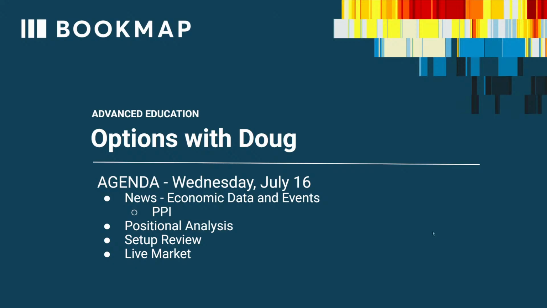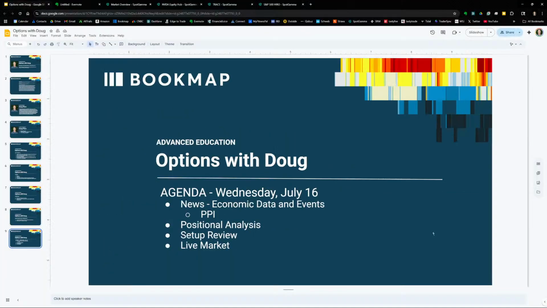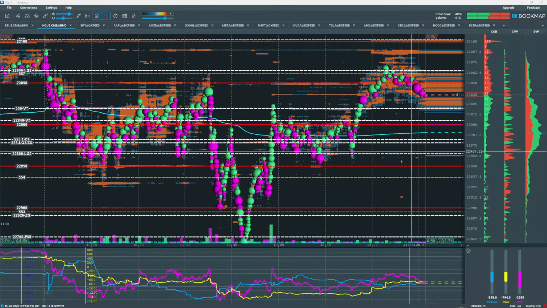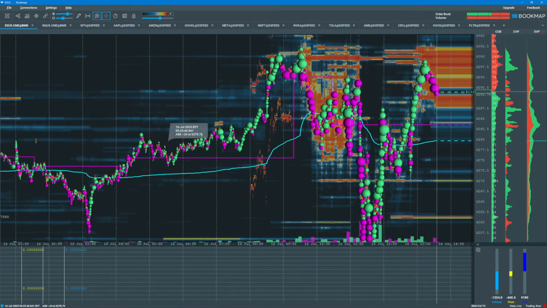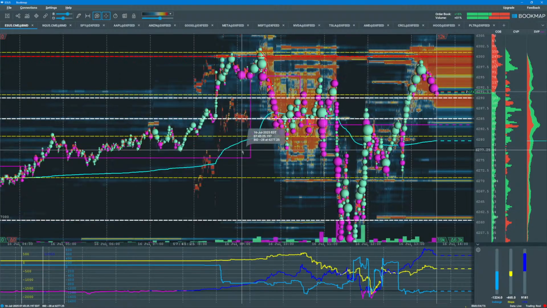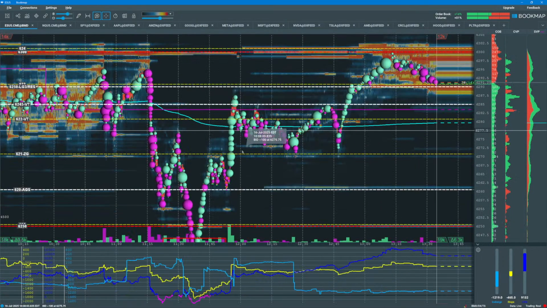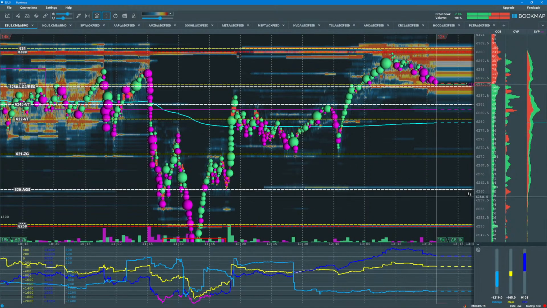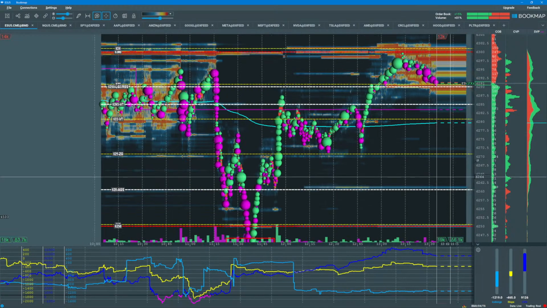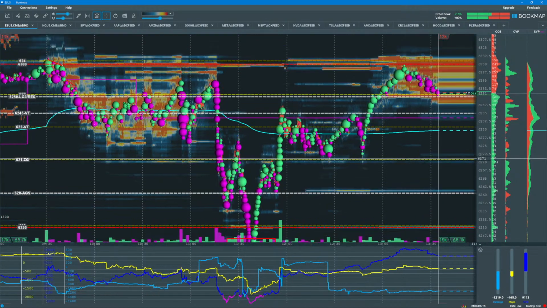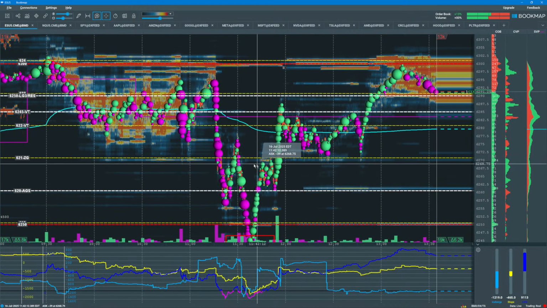All right, let's get started. There's a lot going on in the market today. It's been a very interesting past couple of days. So let's start off by taking a look at the S&P 500. Let's go back to the S&P 500, ES futures and Bookmap. And what I want to point out, actually, let's move on. Let's start with news.